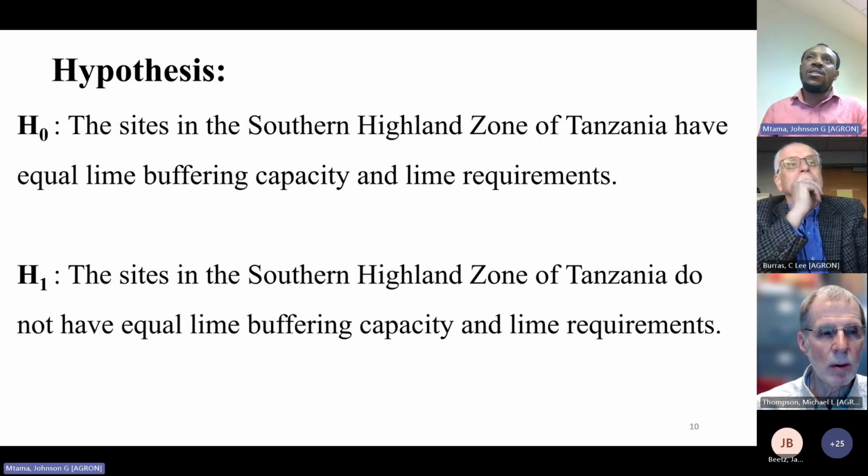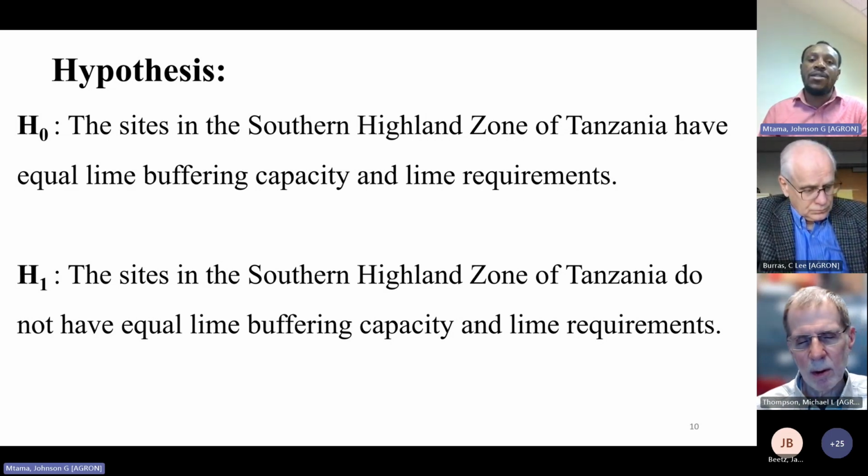We have 2 hypotheses for this study, one being the sites in the Southern Highland Zone of Tanzania have equal lime buffering capacity and lime requirements, and the alternative hypothesis being the sites of the Southern Highland Zone of Tanzania do not have equal lime buffering capacity and lime requirements.